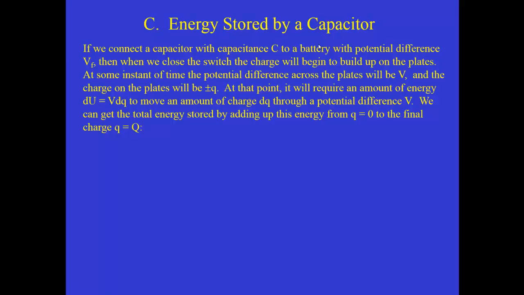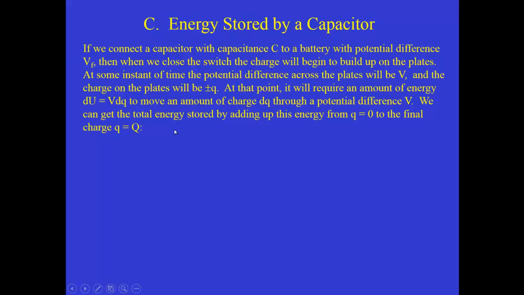So at some time before it reaches its final potential difference of VF, the potential difference across the plates will be V, and the charge on the plates will be plus and minus Q, which is not the final charge, but just what it is at that instant. So at that point, it will require an amount of energy that we can get by the expression U equals QV, or dU is V dQ. It'll be that amount of energy required to move a small amount of charge dQ across the potential difference V, which is basically saying that we have to use energy to push this amount of charge uphill in potential from the battery to the capacitor plates.